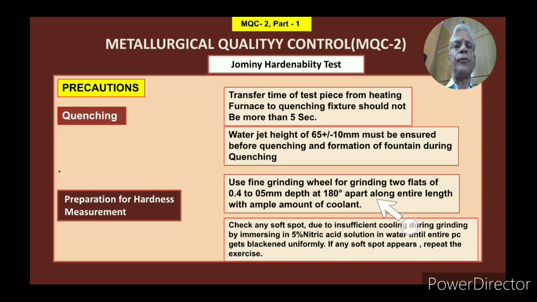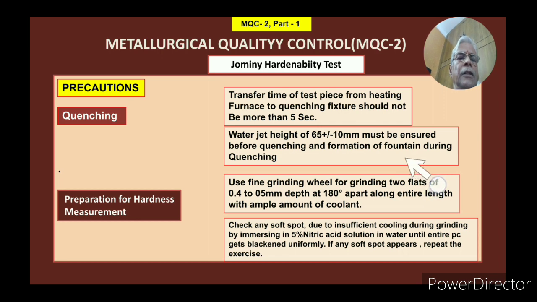Then preparation for hardness measurement. In this case, you are using a grinding wheel for making two flats of 0.4 to 0.5 millimeter depth, 180 degrees apart, along the entire length with ample amount of cooling. This is one of the major things, because if you don't use coolant during fine grinding, then it will produce some heating spot and that will become a soft spot afterwards. So to avoid soft spots, you have to confirm that a lot of coolant is used while grinding the flats.